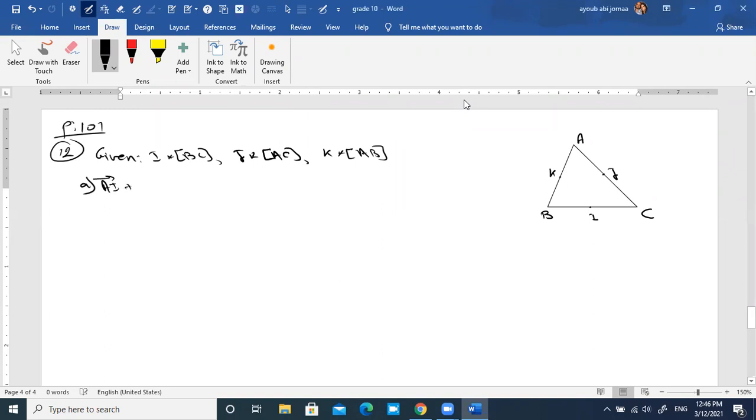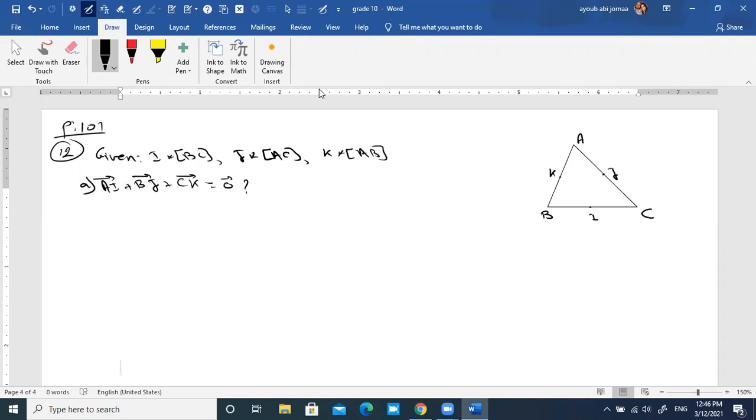AI plus BJ plus CK is equal to 0. Required to prove this. How can you prove that AI plus BJ plus CK is equal to 0? Yes, who would like to try?